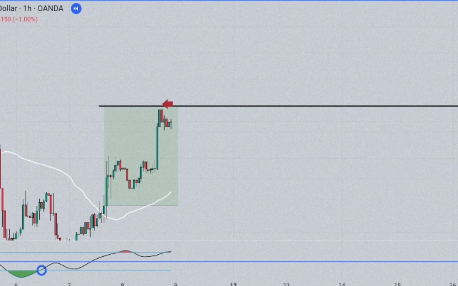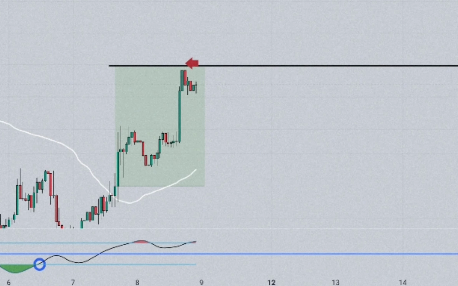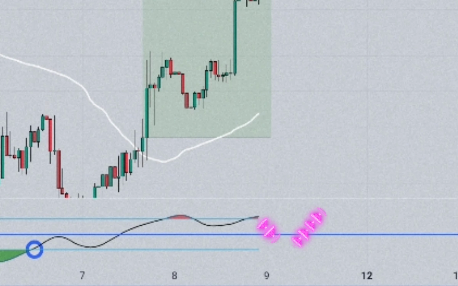Our focus should now be on the Stochastic Momentum Index indicator. We will definitely close the trade when the stochastic line crosses below the 0 level and then crosses above the upper line again. Let's see an example.